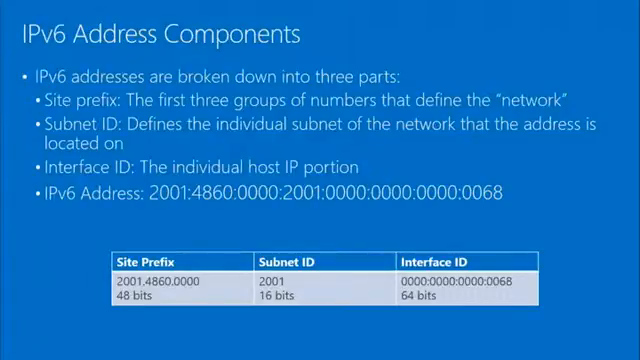So demonstrated here on the slide, an IPv6 address. Notice how large it is. And then the table here breaks down the site prefix, which is 48 bits, the subnet ID, which is 16 bits, and the interface ID, which is 64 bits.